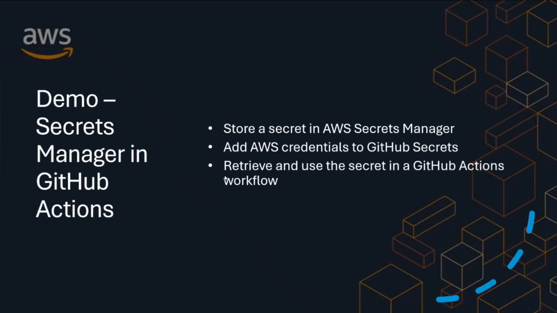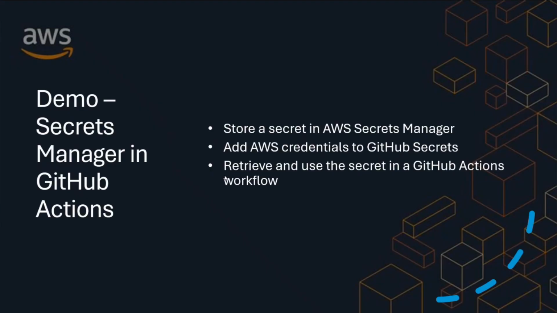Okay, so for today's demo, I will show you how to securely retrieve secrets from AWS Secrets Manager inside a GitHub Actions workflow. First, we will store a JSON secret in Secrets Manager, for example, database credentials. Then we will create an IAM user with permissions to access that secret and add its access keys to GitHub as encrypted secrets.